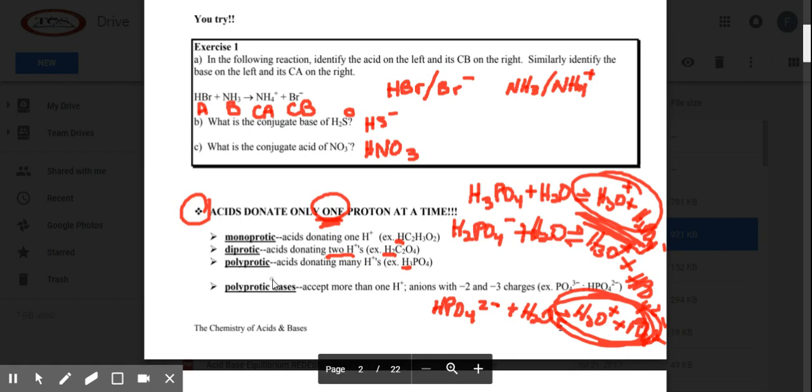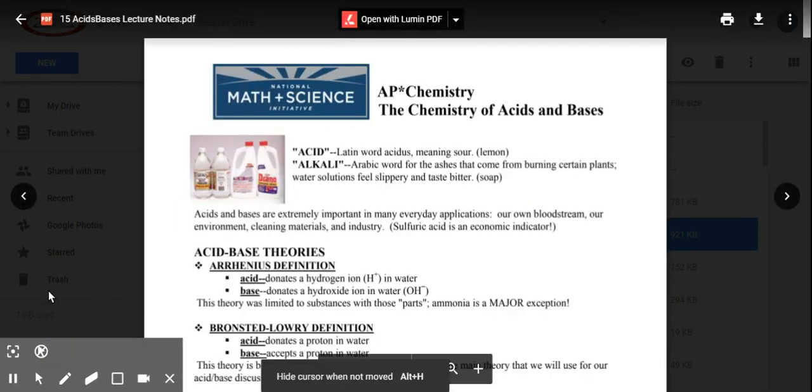You also have polyprotic bases. A polyprotic base is one that accepts more than 1 H plus. These are the things that have your negative charges. They can accept multiple H's, so we call them polyprotic bases. All right, so I hope that's helpful for right now.